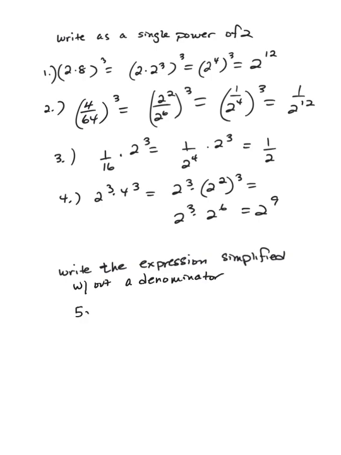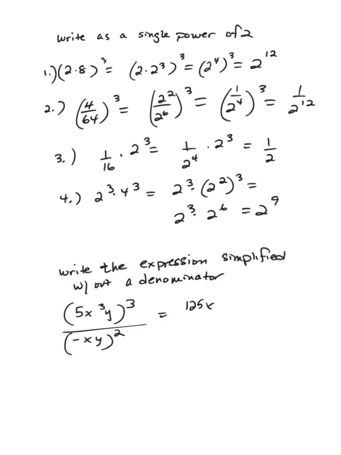Okay, here we go. 5x cubed y all to the 3rd over the opposite of xy squared. Well, all this to the 3rd is 125, x to the 9th, y to the 3rd. In the denominator, you're squaring a negative, so that just becomes positive. X squared, y squared. And then when I subtract, I have 9 minus 2 and 3 minus 2. And there you go. All right, that completes the first lesson.